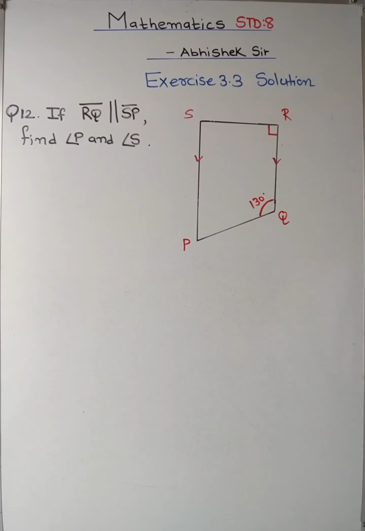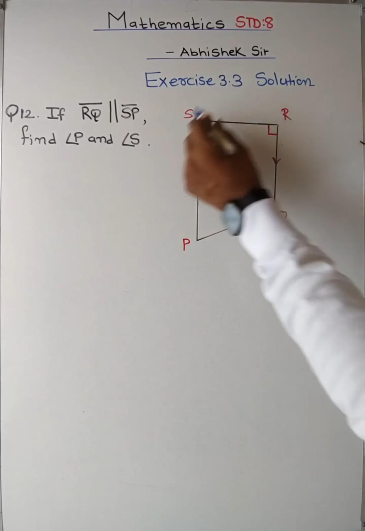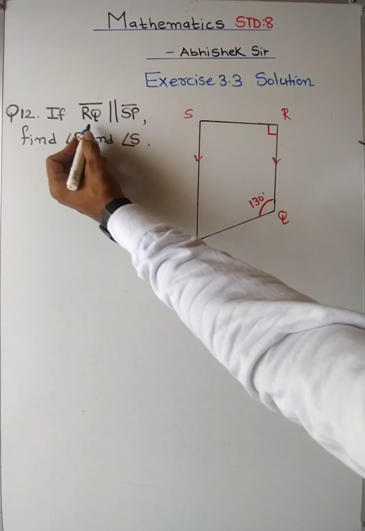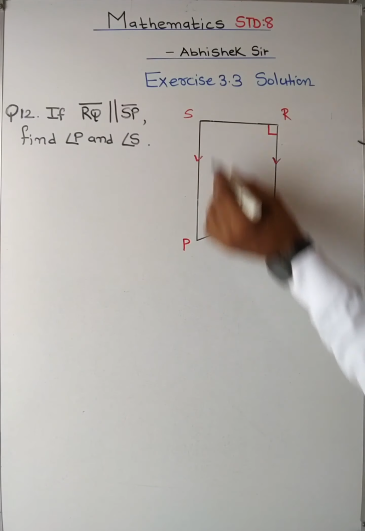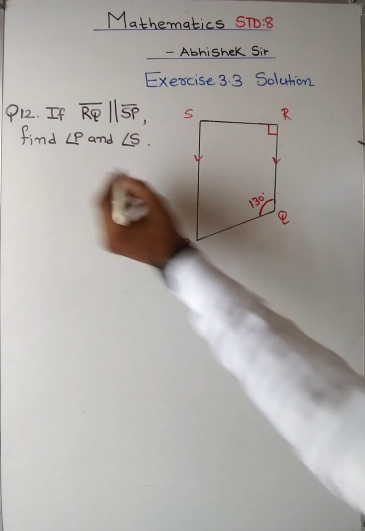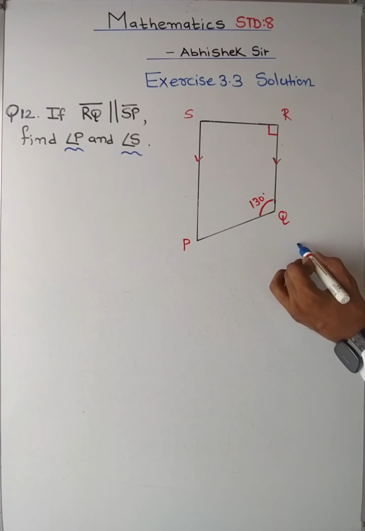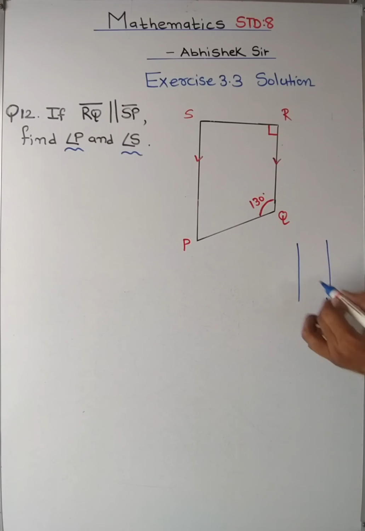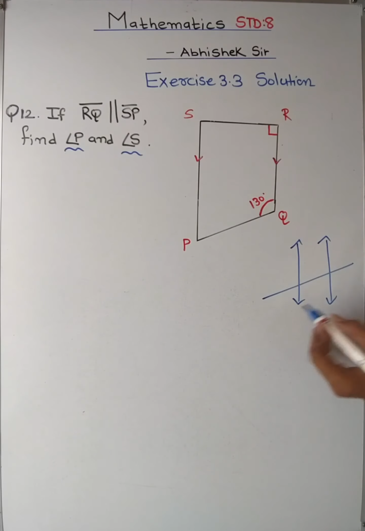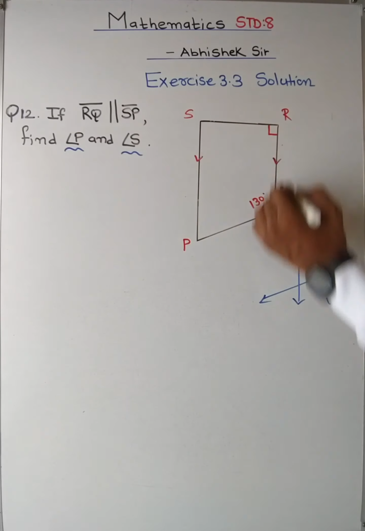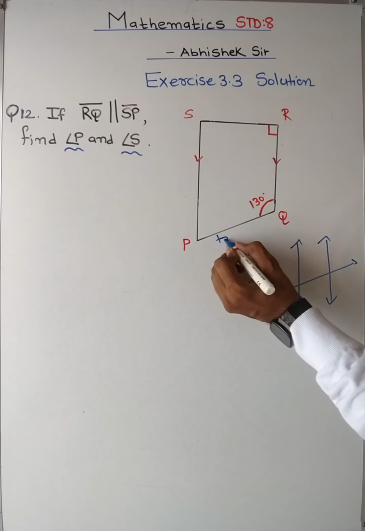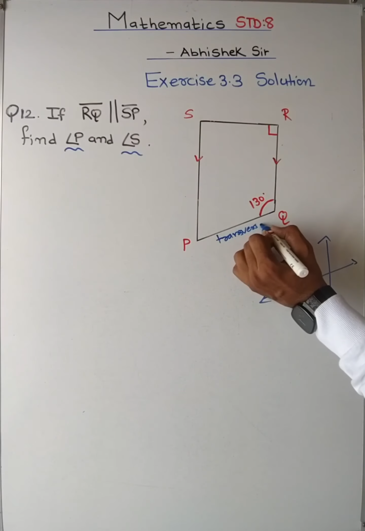Moving on to the last question of this exercise. Here they have given a parallelogram PQRS. In that, SP is parallel to RQ. We have to find out angles P and S, right? So again we have to use the concept of parallel lines and its transversal. Clear? So here you can see two parallel lines and one transversal. Here you can write transversal for the hint.